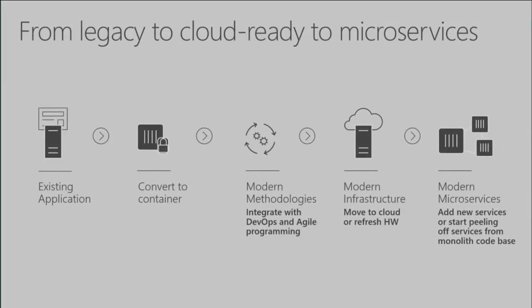So I lifted this slide from Jason Zander's keynote talking about legacy to cloud ready to microservices, a pattern of taking an existing application, moving it into a container so that we can gain some agility around it, integrating that with modern methodologies like DevOps and Agile and all these buzzwords, right? Now we can start to move that to modern infrastructure like the cloud when we're ready to, and we can start to redevelop it into modern microservice patterns, right? And we don't have to do all of that by throwing everything away. We can do it as we add.